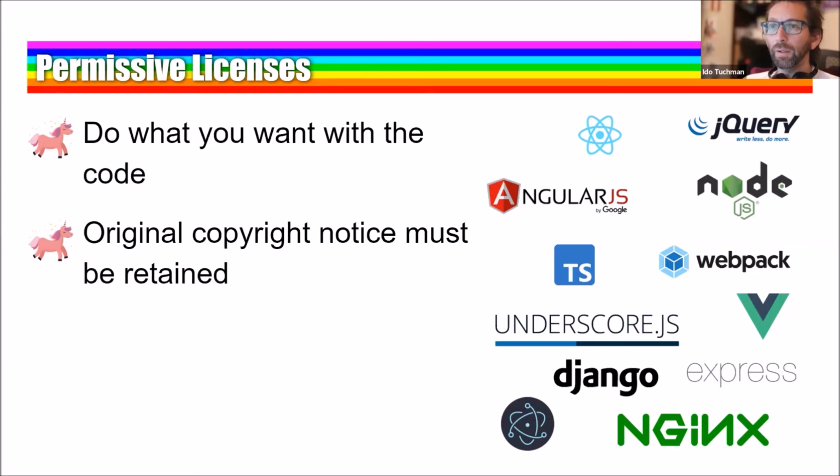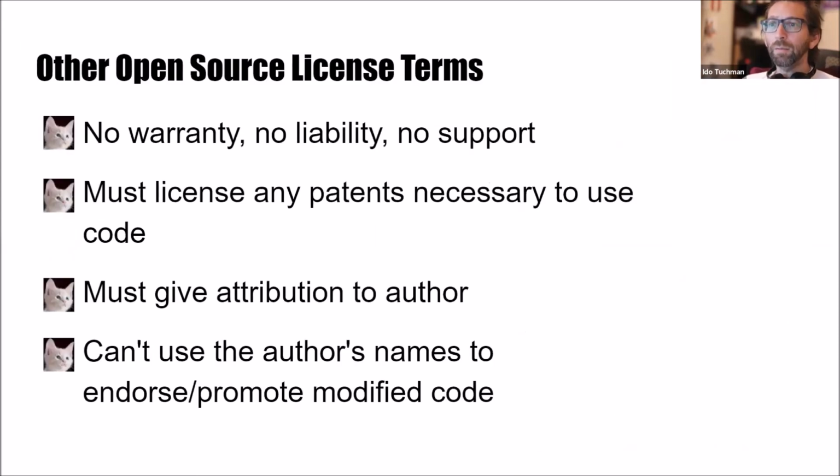So let's just talk a little bit about some other terms that may be in open source licenses that are common to different types of licenses, whether they're permissive or restrictive. So many open source licenses, like proprietary licenses, disclaim any kind of warranties, liability for damages. They don't guarantee any kind of support for their code. And that's just a very good idea to have in your code.